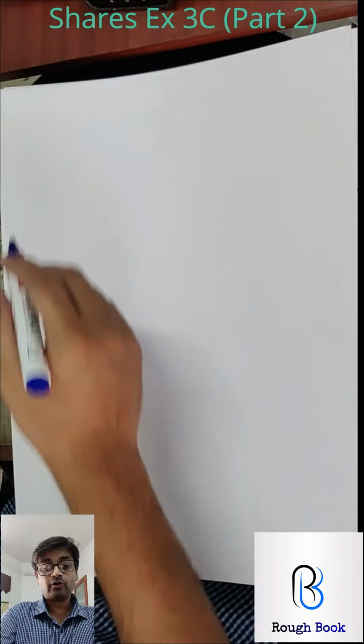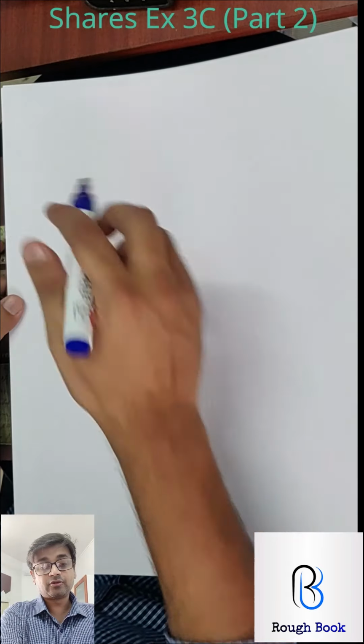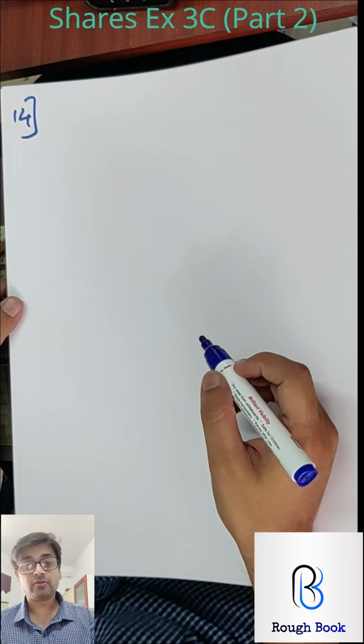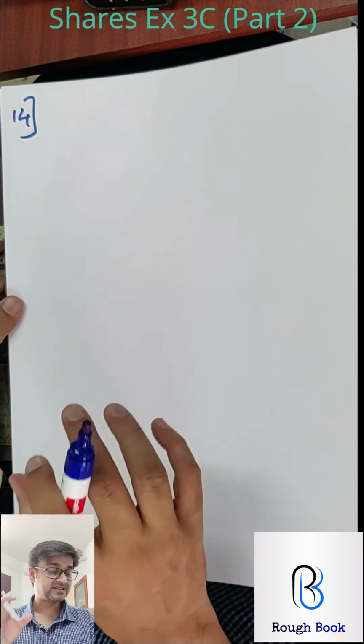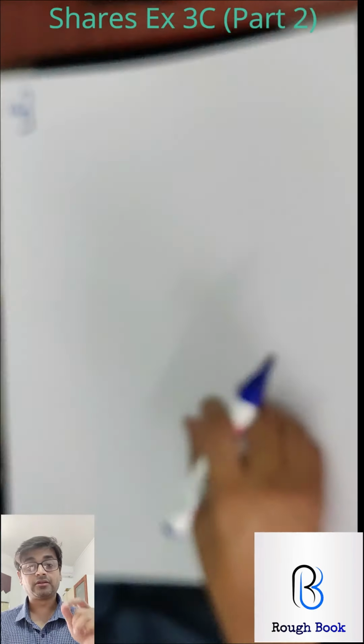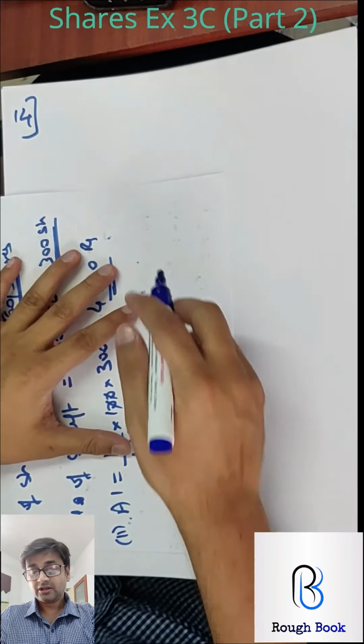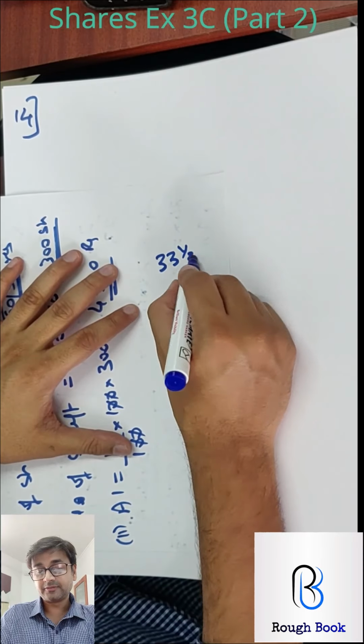Sum number 14. Come on, similar type to what we just did. Mr. Shamim invested 33 1/3% of his savings. Now this 33 1/3% is very important. If you look at this carefully, 33 1/3%, correct?